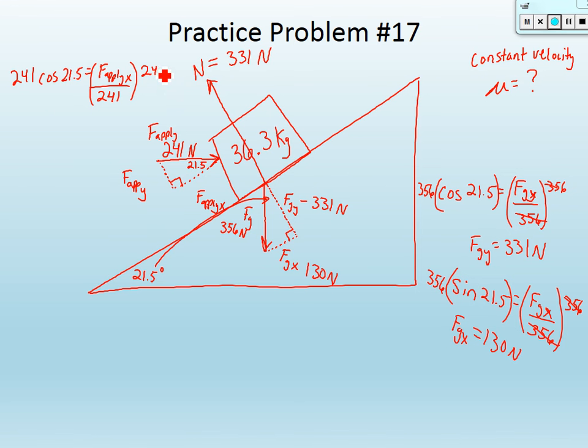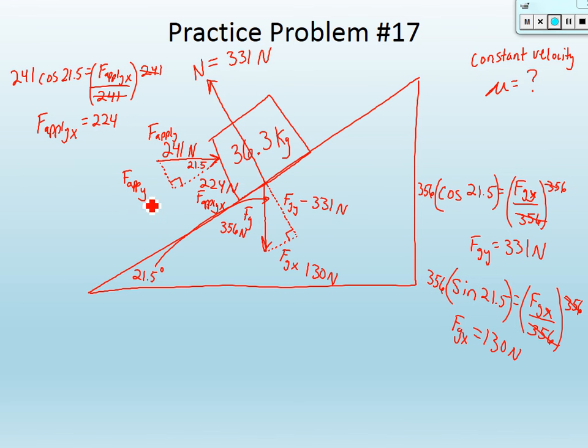Times 241 by both sides, it cancels out over there. 241 times cosine 21.5. So force applied in the x direction is equal to 224. So see how not all of his force is being transferred and is moving that couch up the ramp. So really, by being lazy and just pushing directly into it, it's costing him some force, right?